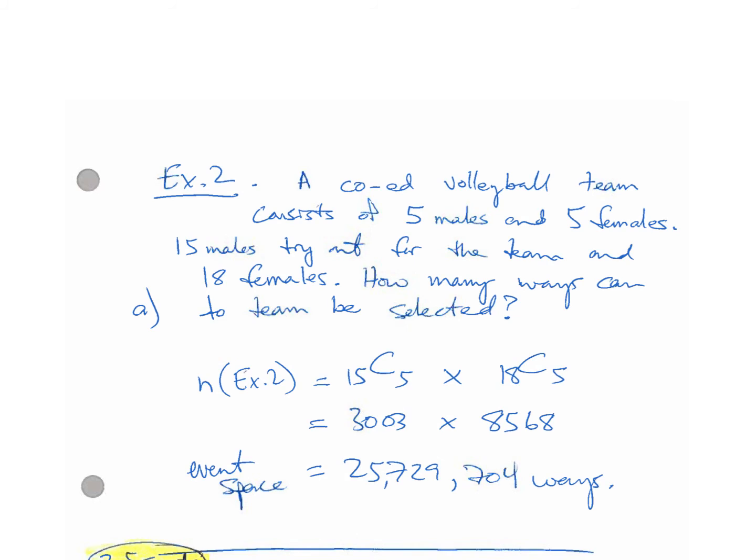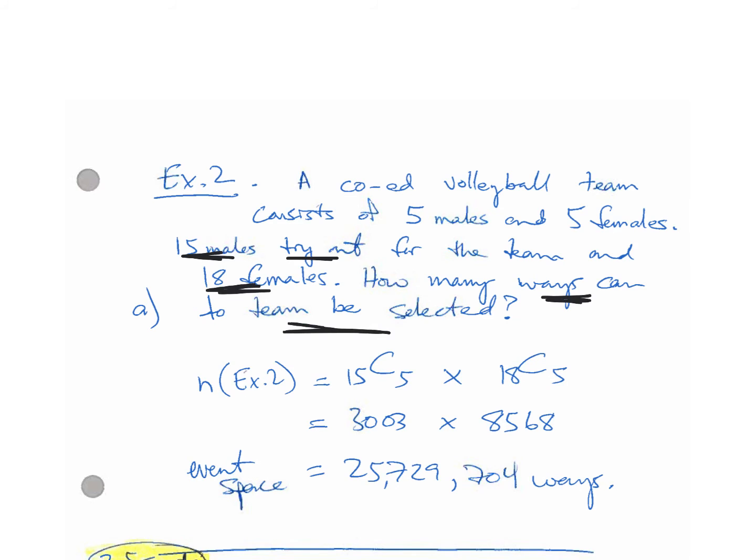Okay, let's consider this example and how combinations can help us. A co-ed volleyball team consists of 5 males and 5 females. 15 males try out for the team and 18 females try out for the team. How many ways can the team be selected?